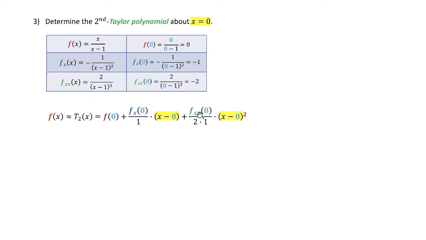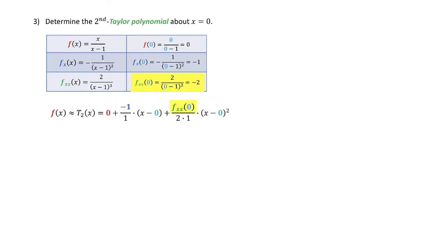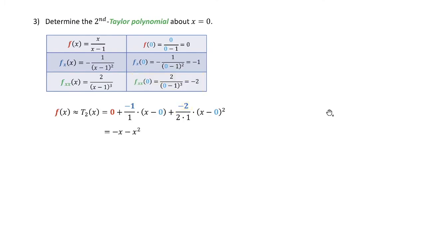And all the functions are evaluated at 0. The Taylor polynomial approximates the function. I just substitute in f of 0 is 0, plug that in. The derivative at 0 is minus 1, right? Just plug that in. The second derivative at 0 is minus 2. And now it's just a matter of cleaning it all up.